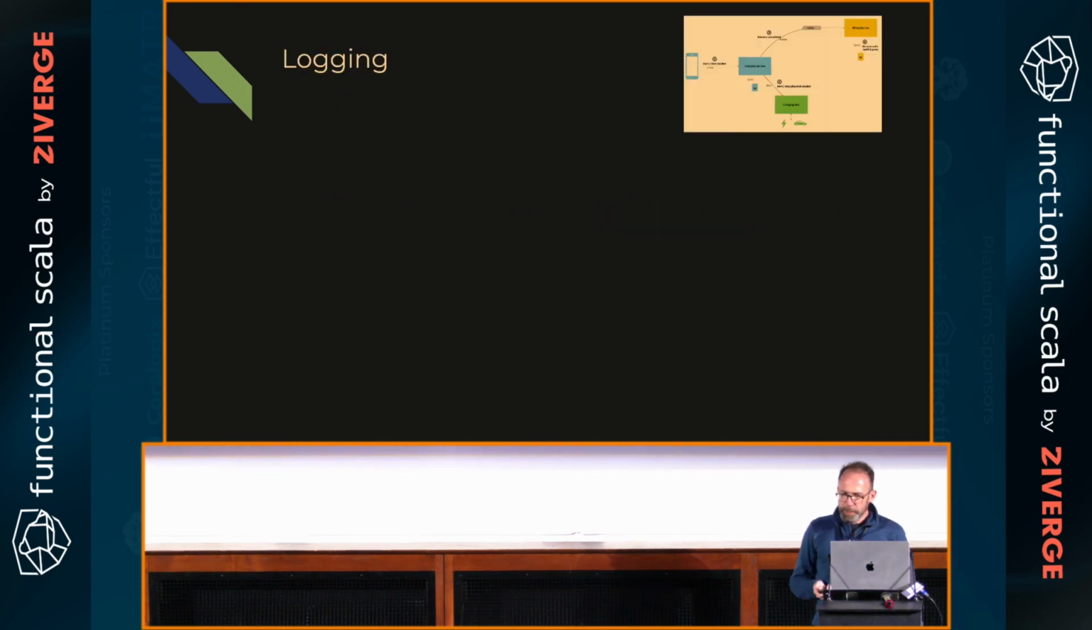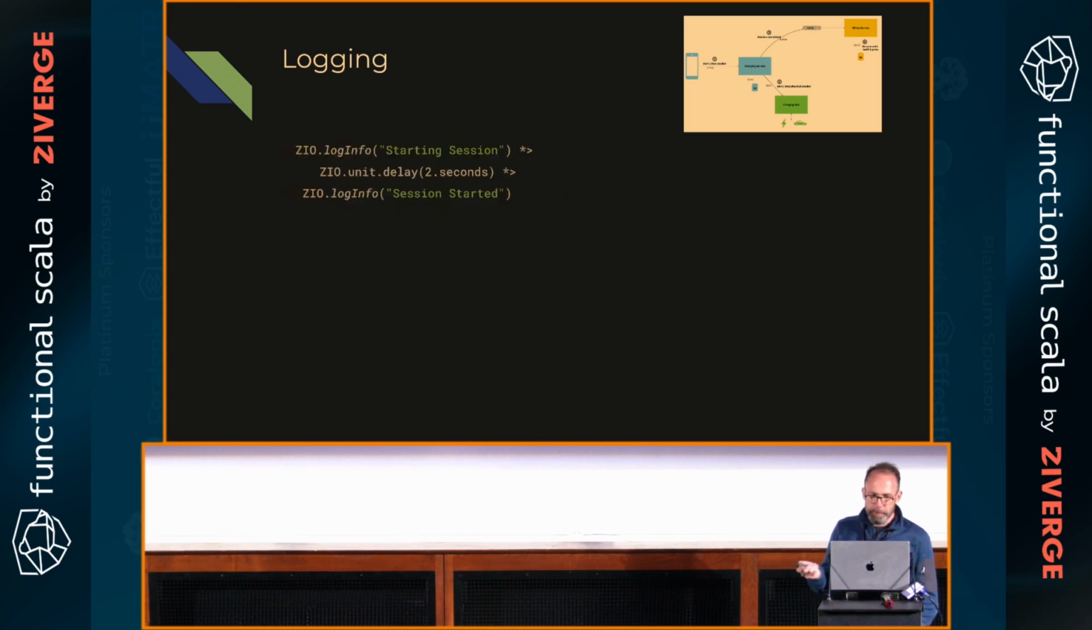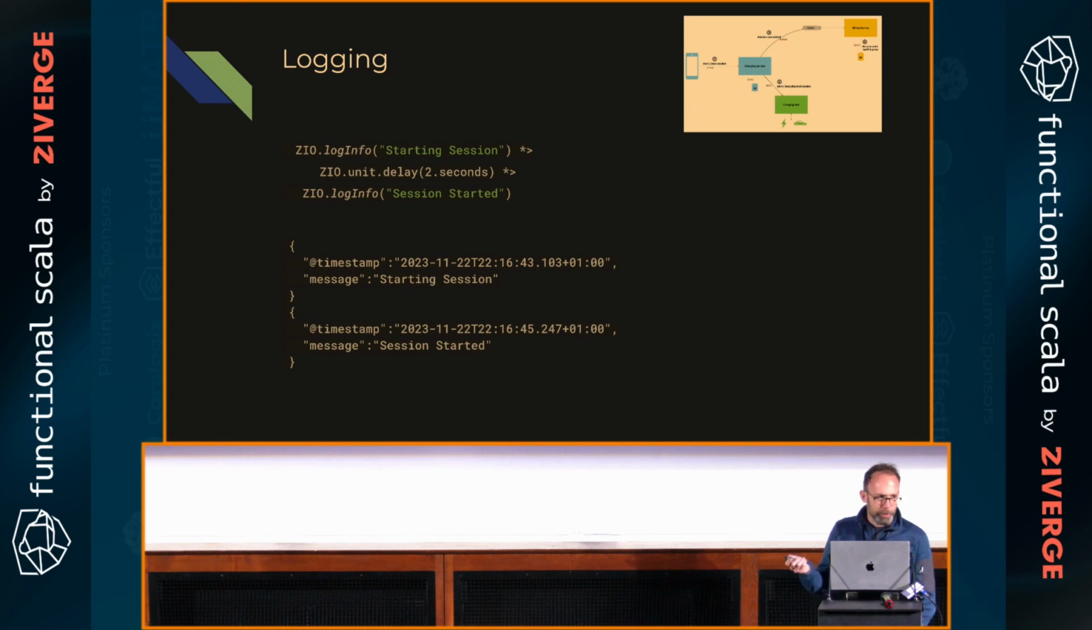So what observability tools do we have available to observe such a system? The minimum we can do is logging. Logging is about something that happens at a given time, so it comes with a timestamp and a message. This is how you do it with ZIO. Logging is embedded in ZIO now, so it's very straightforward. And it produces 2 logging events, such as these ones. This is very simple logging.